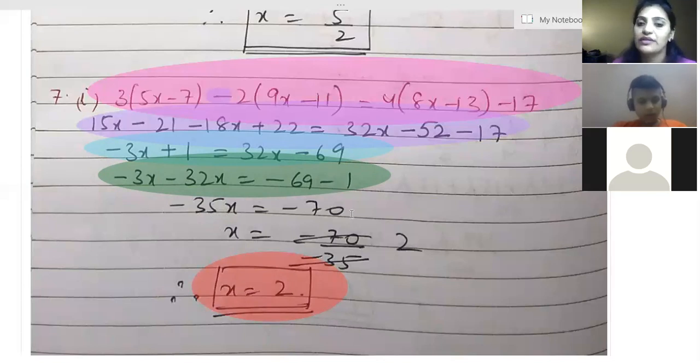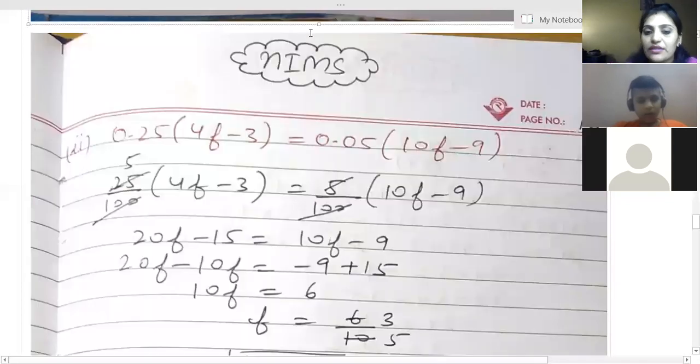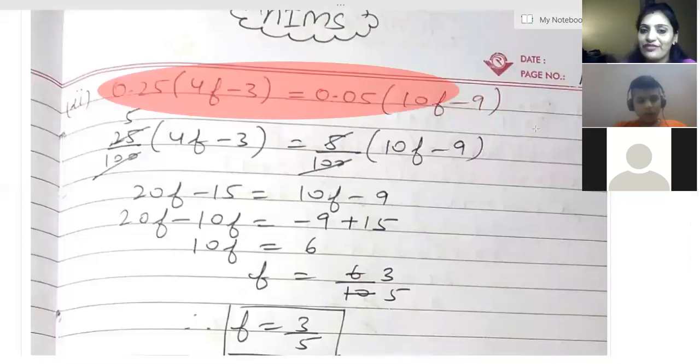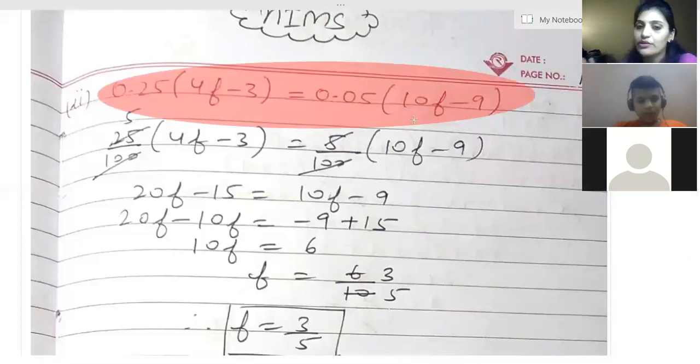Now it's the second part. This second part you will do on your own. I am not going to help you guys. It's 0.25 into 4f minus 3 is equal to 0.05 into 10f minus 9. Yes, quickly. First of all, remove the decimal. Yes, very good. 100 on both sides, so we will cut off this 25 and 5. This again we will cut off so that our equation becomes more simplified. We need not carry so much big stuff.